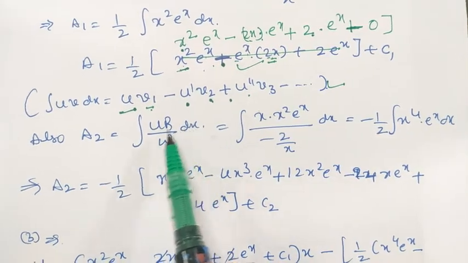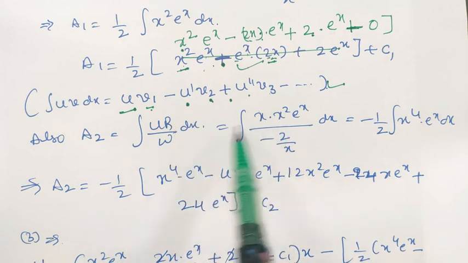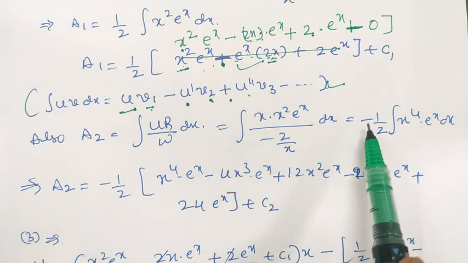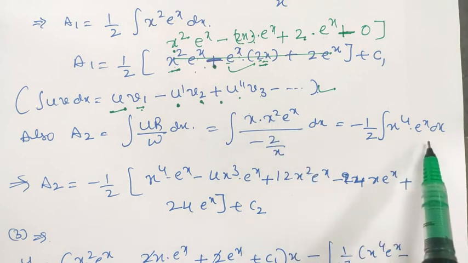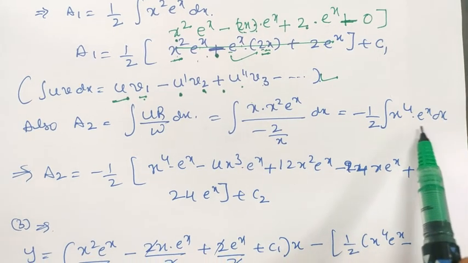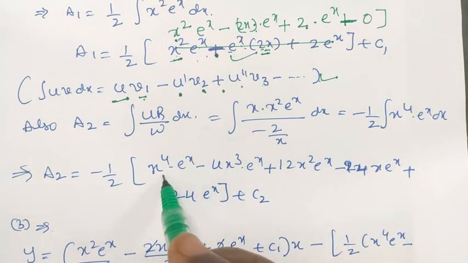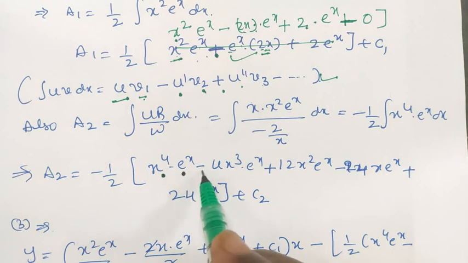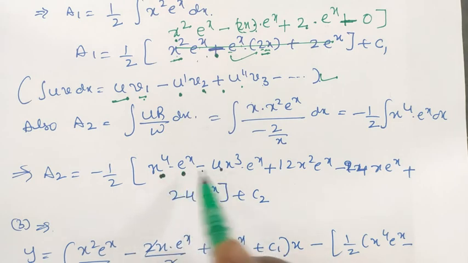So now a2 equals the integration of ur divided by W into dx, where u is x, r is x squared e raised to x and W is minus 2 by x. Take the reciprocal of this denominator, it is minus 1 by 2, x squared into x, this one, x raised to 4, e raised to x dx. So again you have to apply the integration by parts method. First function x raised to 4 as it is, integration of e raised to x is e raised to x, minus differentiation of x raised to 4 is 4x cube, integration of e raised to x is e raised to x.